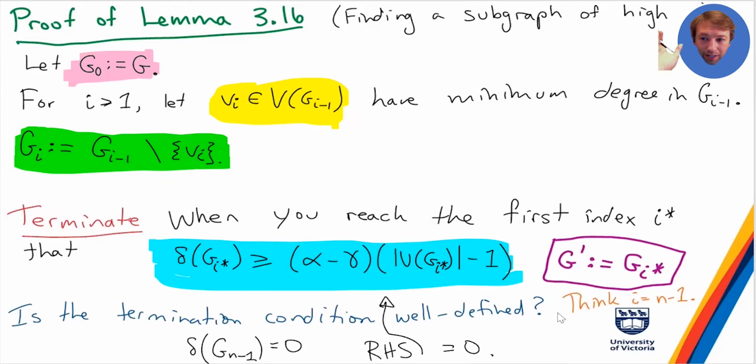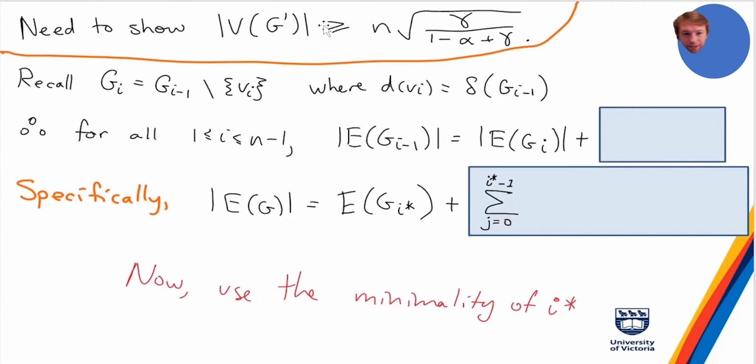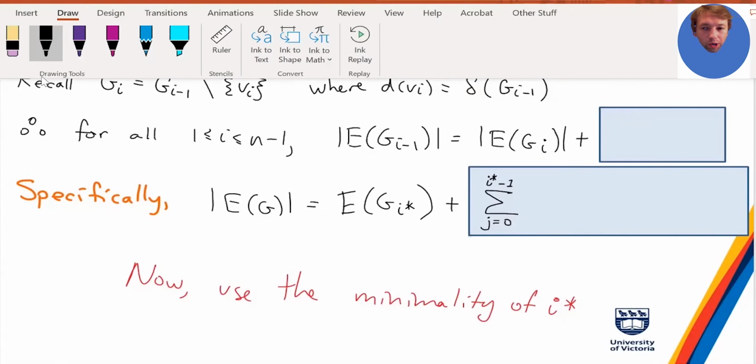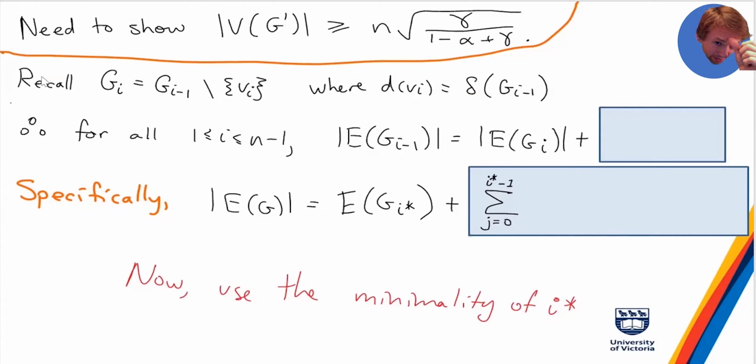So all we have to do now is analyze how many vertices there are in G_{i*}, or G prime. I defined G prime to be G_{i*}, where i* is the first time that the thing happened. So how am I going to do this? It's actually not that hard to compute. The number of edges in G0 is just the number of edges in G. How many edges are there in G1?